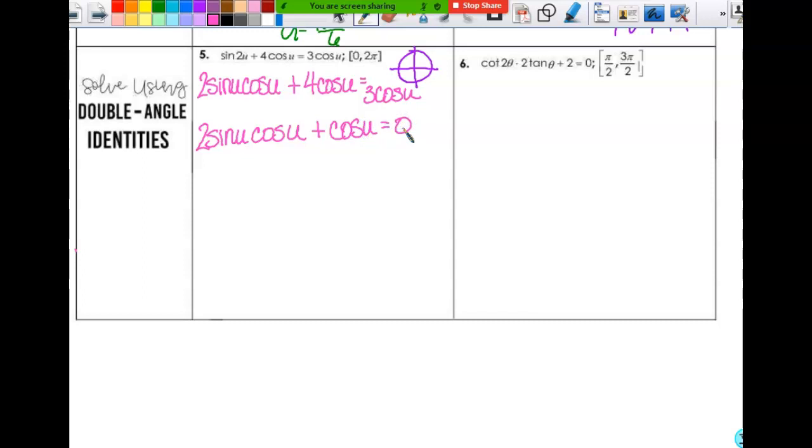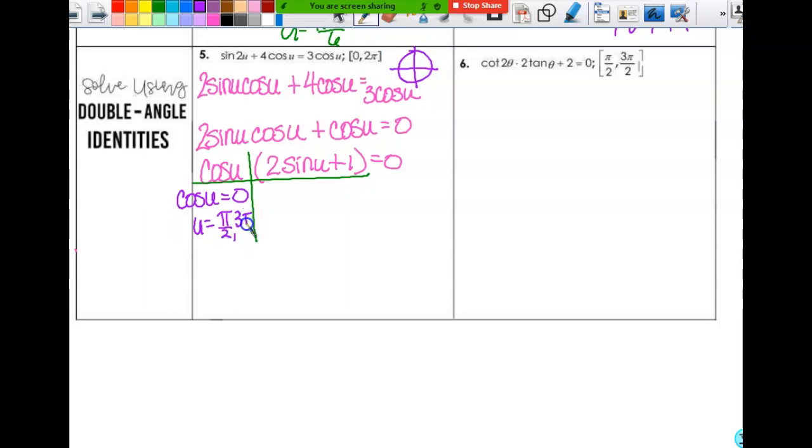I have a GCF, so I want to factor that out. Factor out that cosine u. That leaves me with 2 sine u plus 1, all that equals 0. Okay. Then I can solve. I will get that cosine u equals 0. Well, cosine equals 0 at pi halves and 3 pi halves. So u equals pi halves and 3 pi halves.